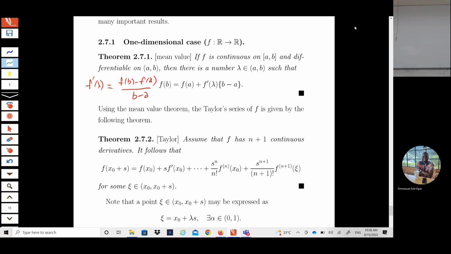Now we consider the Taylor series. Suppose that the function f has n plus 1 continuous derivatives. That means all the n plus 1 derivatives of f are continuous functions. Then f of x naught plus s can be expressed as a linear combination of the function f and all derivatives of f at the point x naught.